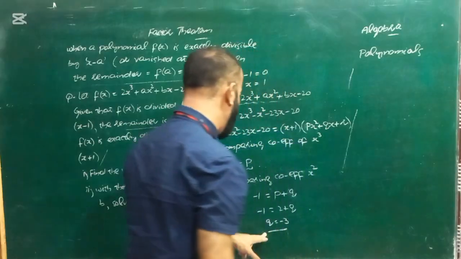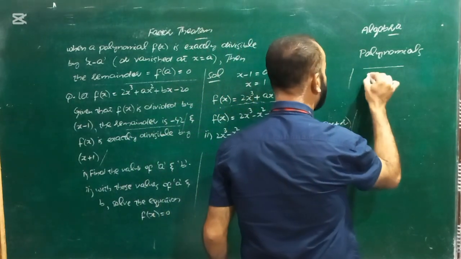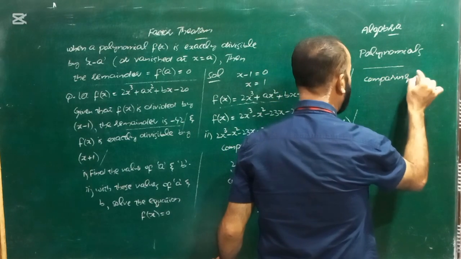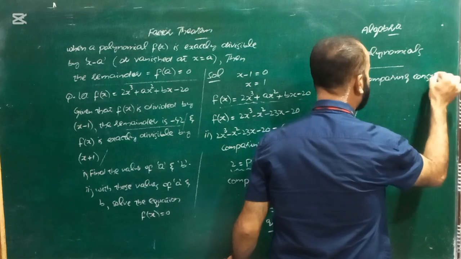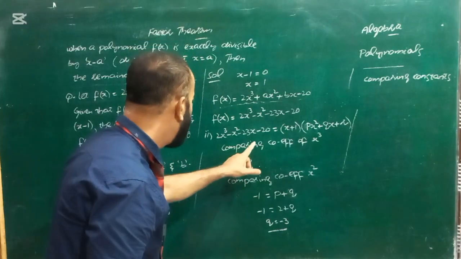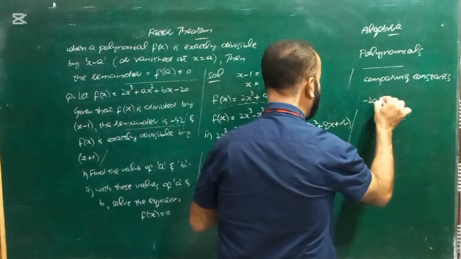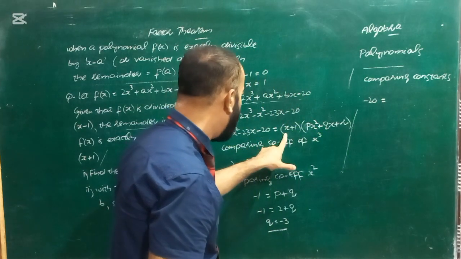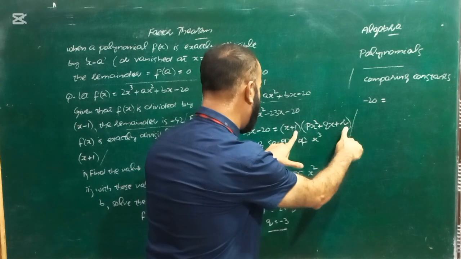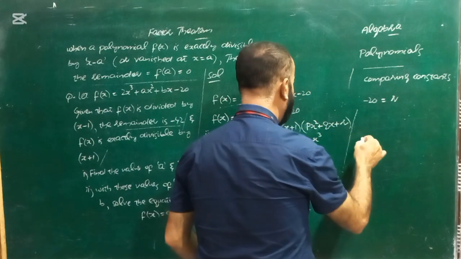And finally, comparing coefficient of constant. So comparing constants. So on the left hand side you can see the constant is minus 20, and on right hand side the constant value will be r. So r is minus 20.